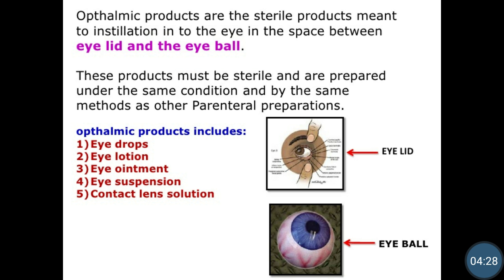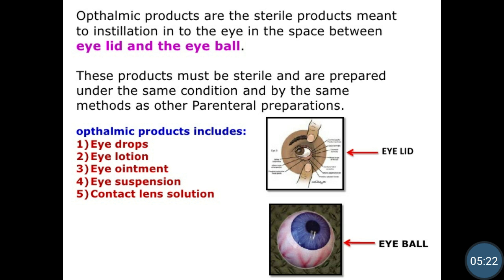The next one is how we can define the ophthalmic products. Ophthalmic products are the sterile products meant for instillation into the eye in the space between eyelid and the eyeball. You can see here in the diagram the different parts of eyes. Also, you have studied in the human anatomy subject, the anatomy of eyes. So here it is an eyeball and eyelid. The different ophthalmic products like eye drops, eye ointments, eye suspension are instilled in the space between the eyelid and eyeball.